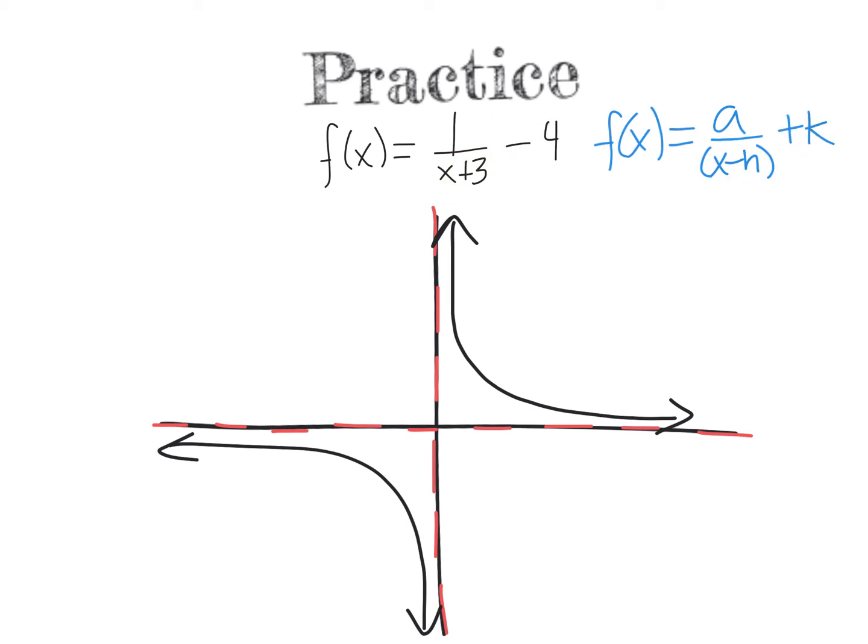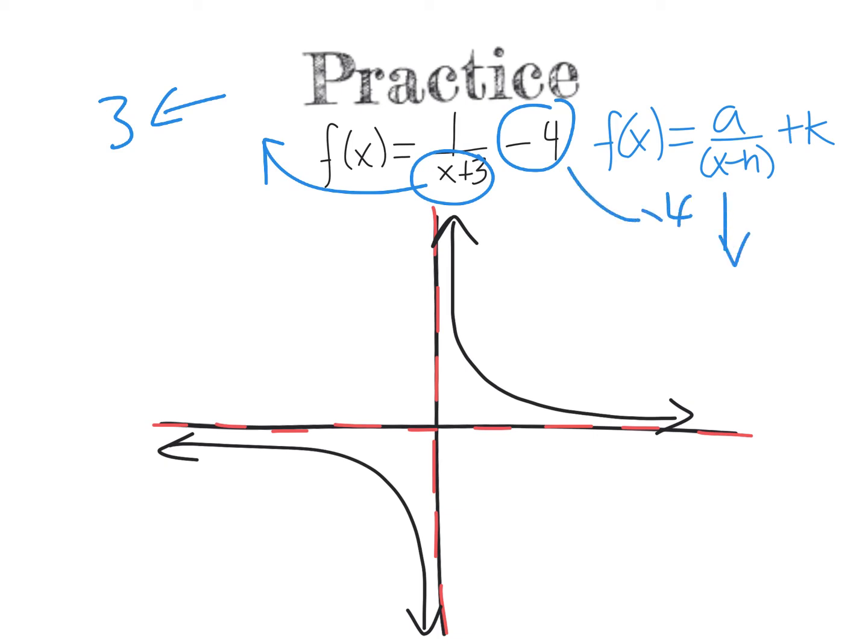So we are going to be moving the vertical and the horizontal asymptotes. Remember, it's always the opposite behavior. So if it says x plus 3, this is going to move it 3 units to the left. Make a note, 3 to the left. And then the minus 4 is going to move it 4 units down. Okay? That's what we're looking at doing.